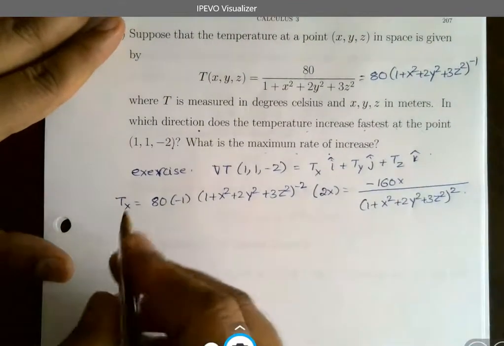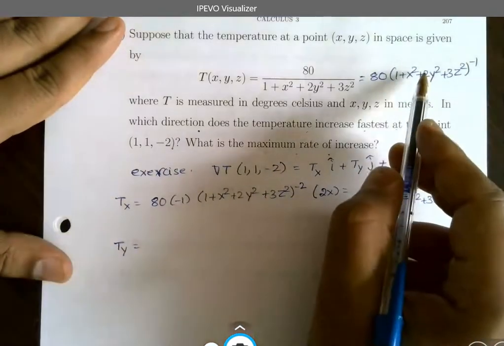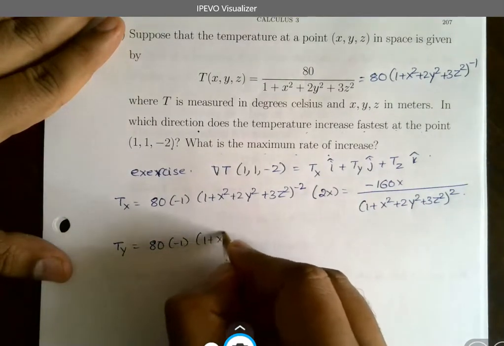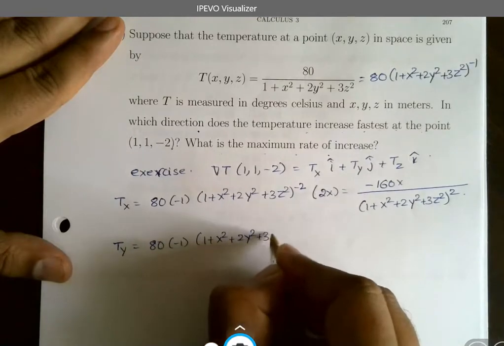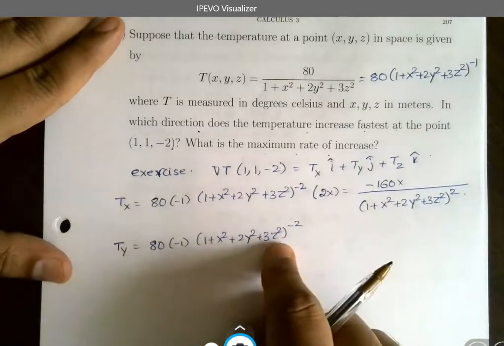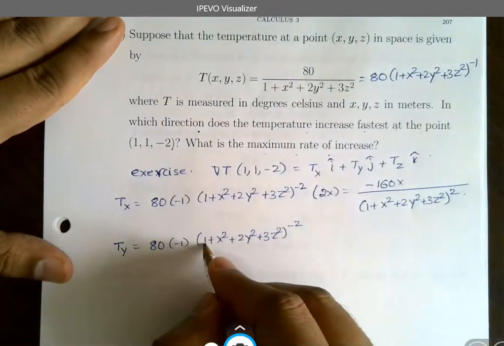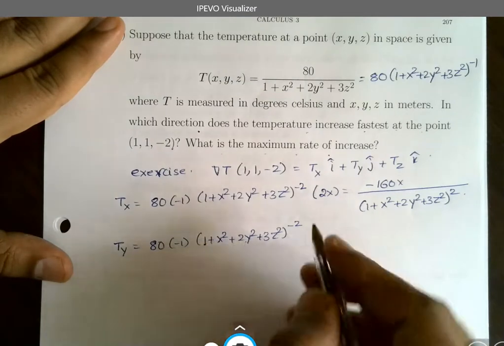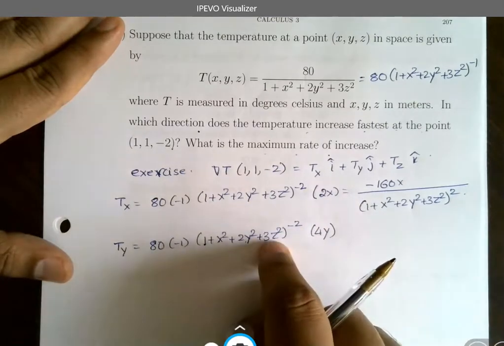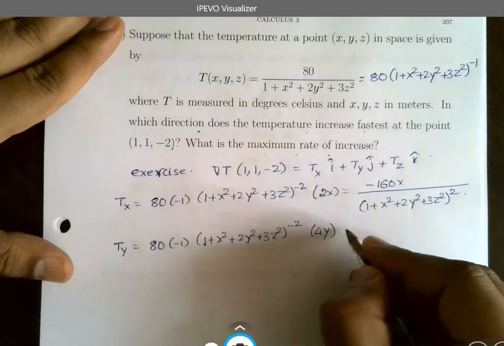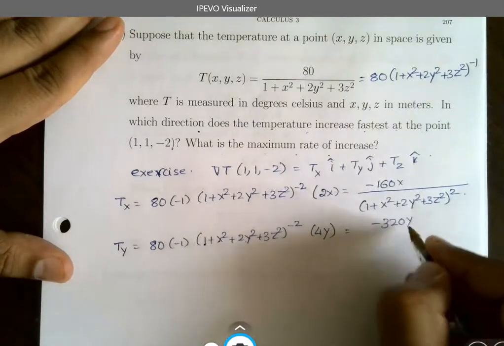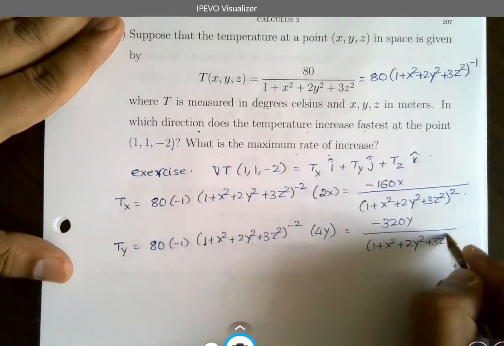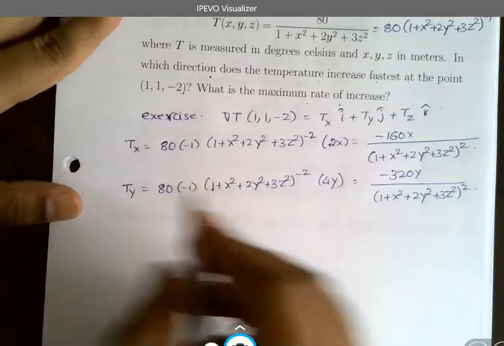Now Ty is going to be, again you differentiate with respect to y, so 80 times negative 1 times (1 plus x squared plus 2y squared plus 3z squared) to the negative 2. That's the power rule. Then you have to use the chain rule. You differentiate the inside with respect to y: the derivative of 1 is 0, the derivative of x squared with respect to y is 0, the derivative of 2y squared is 4y, and the derivative of 3z squared with respect to y is also 0. So that gives you negative 320y divided by (1 plus x squared plus 2y squared plus 3z squared) squared. I hope you're okay with that.